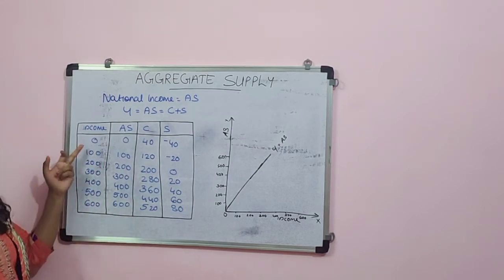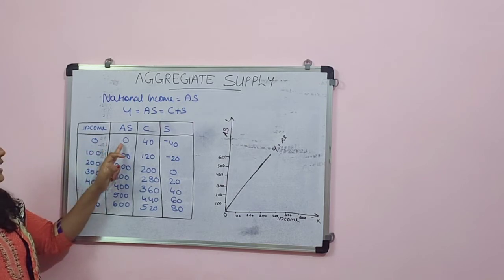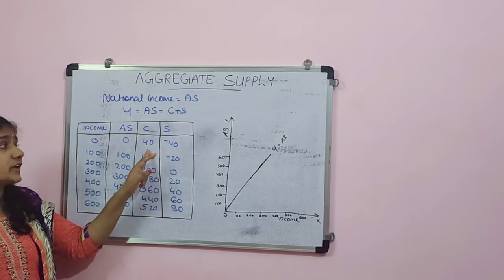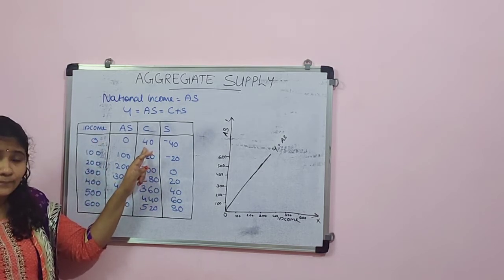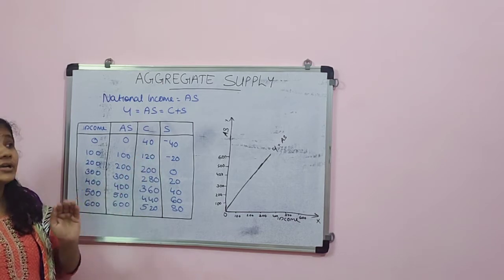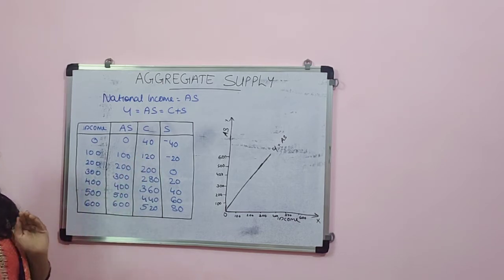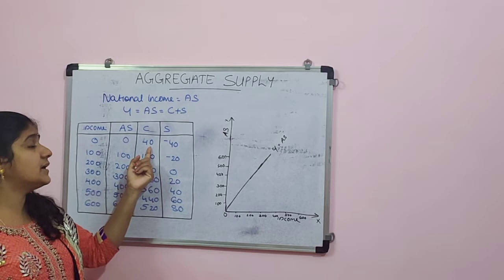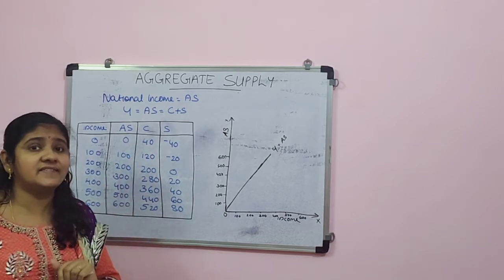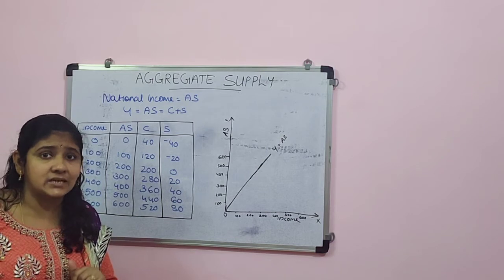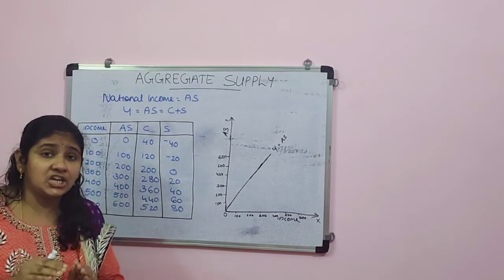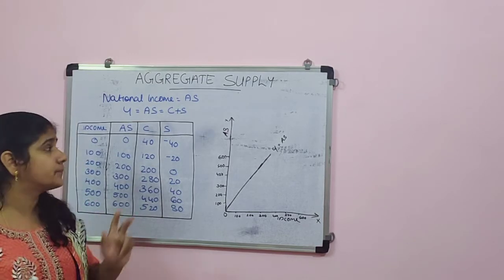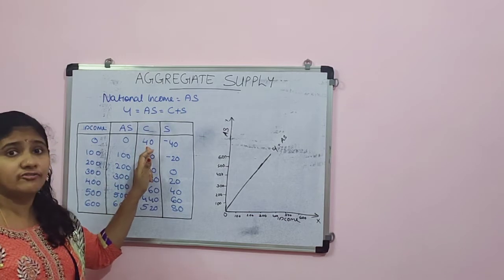When the amount of income was 0, then aggregate supply is equal to 0. But if the income is 0, yesterday I told you, then also an amount is required for us as a part of our survival expenditure for the economy also. So that is 40. If you are remembering yesterday's lecture, when income is 0, at that time also consumption expenditure is there. So here consumption expenditure is 40.